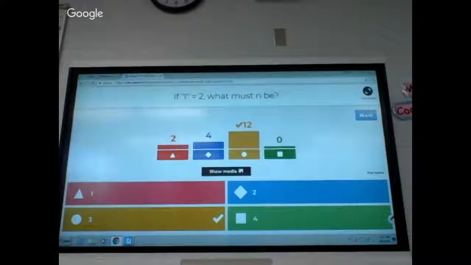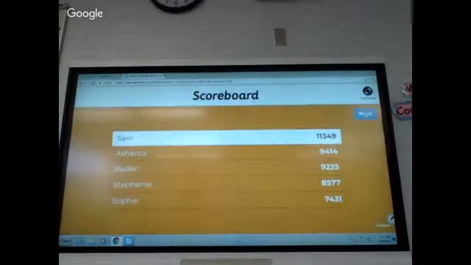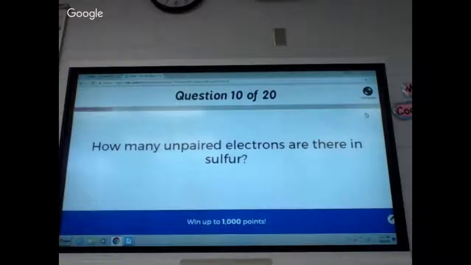Now, the reason for it though is l equals 2 would be what sublevel? s is 0, p is 1, d is 2, right? So s, p, d, n would have to be 3. You can't have a d sublevel unless you have n equal to 3. All right, how many unpaired electrons are there in sulfur?